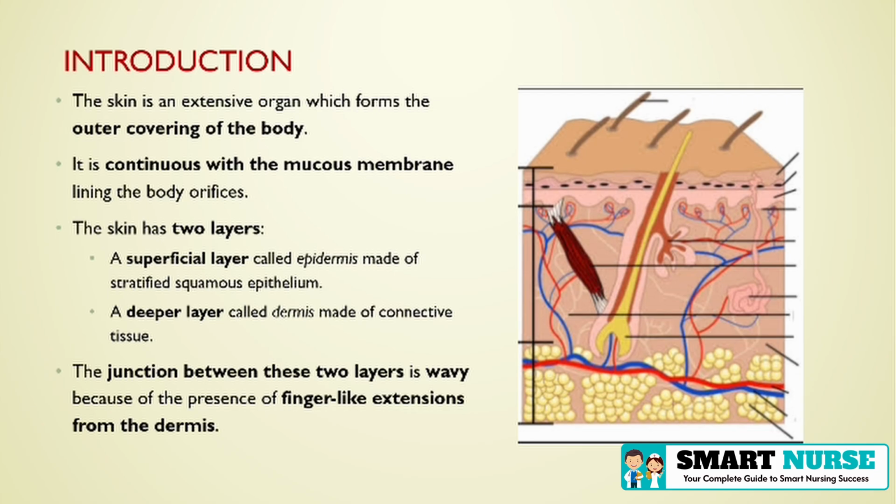The superficial layer, which is the outermost layer, is called the epidermis, which is made of stratified squamous epithelium, and a deeper layer called the dermis, which is made of connective tissue. There is a junction between these two layers, the epidermis and the dermis, which is wavy because of the presence of finger-like extensions from the dermis, as you can notice in the given figure.